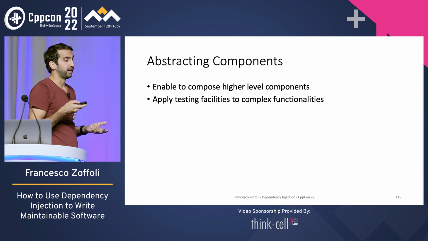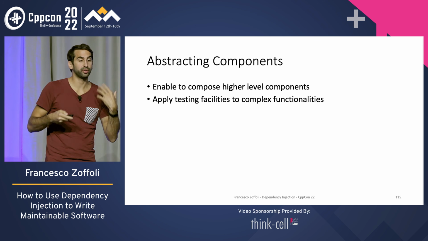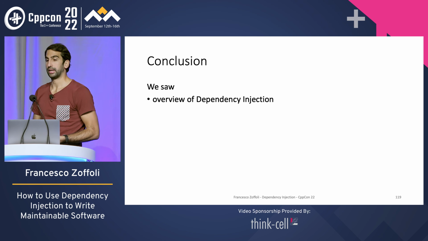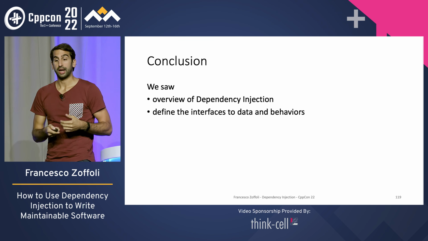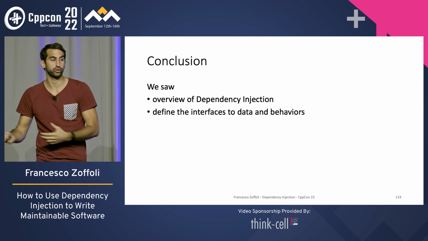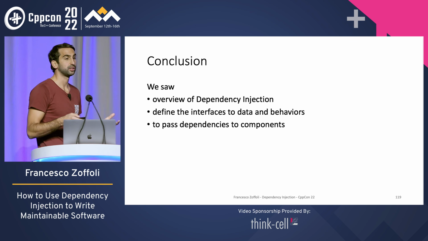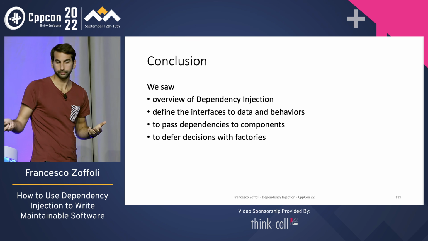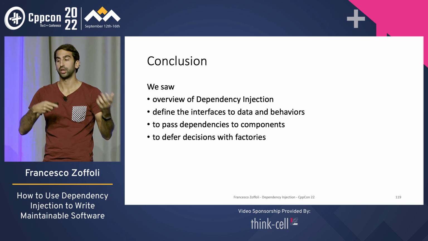So the advantage of abstracting the component is that it enables you to compose higher level components, and it provides facilities for testing. In conclusion, we saw an overview of what dependency injection is, how to define the interfaces for data, information, and behaviors, actions. We saw how to pass the dependencies to our components, either through a constructor or as a function argument. And we saw how we can defer the instantiation decision about the concrete types through factories.